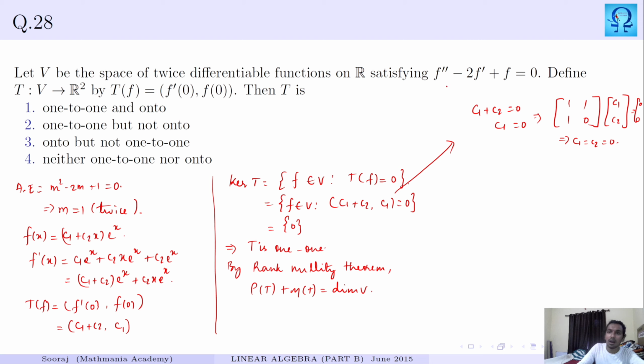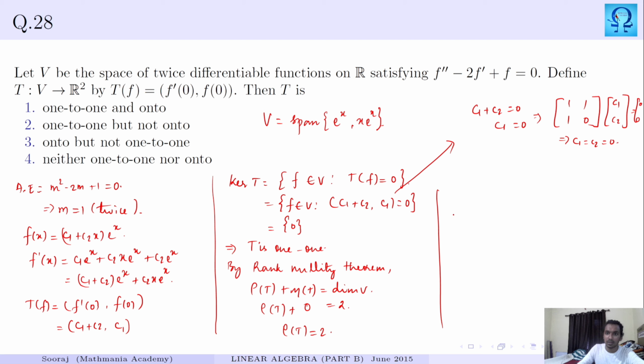In order to write all such functions, we need only two functions, that is e to the power x. Okay, this V can be spanned with two functions, that is e to the power x and x e to the power x. Hence, the dimension is 2. You know the nullity is 0 by this. Therefore, the rank is 2. What does this rank mean?